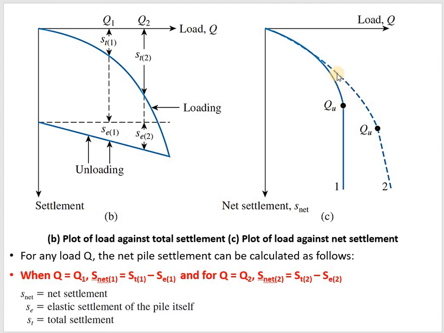But there are cases where, after that, there is again some linear increment after the ultimate loading. So where that linear increment is starting, in this curve 2, that will be taken as the ultimate load. So these are the two situations in which we judge the ultimate load. I will explain it in detail.